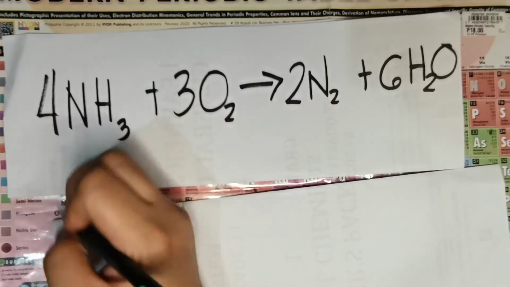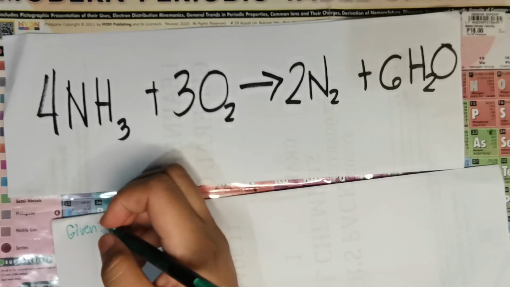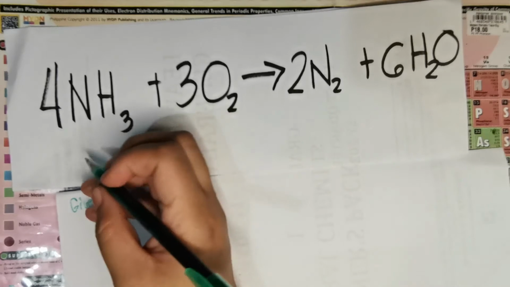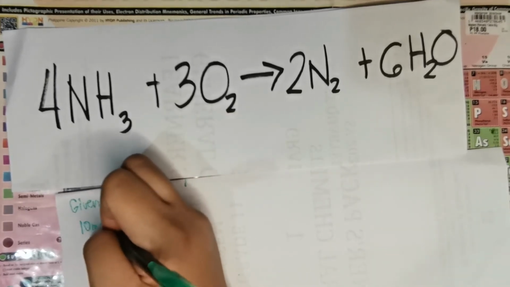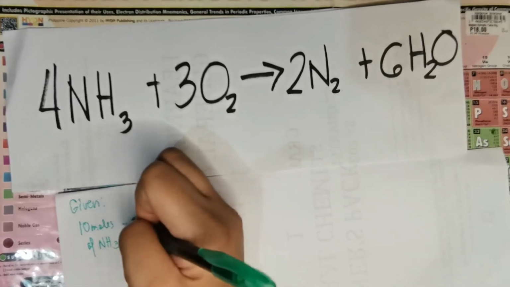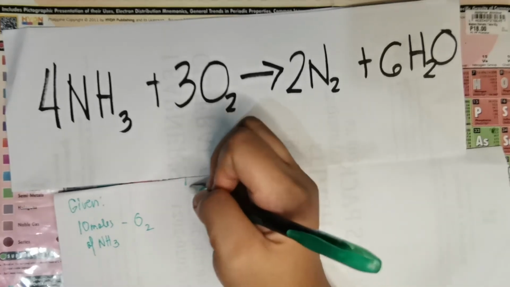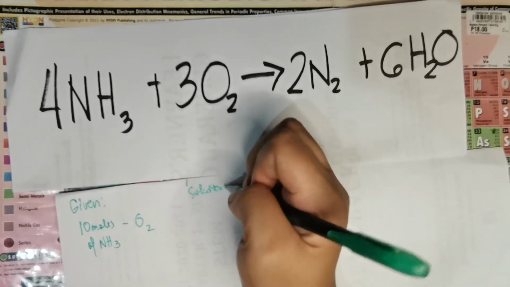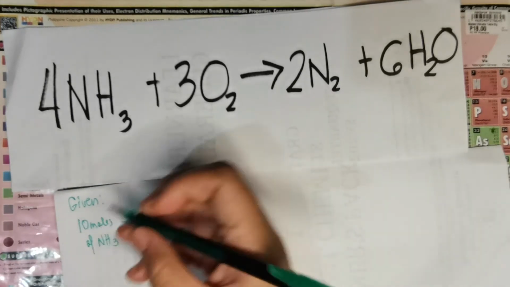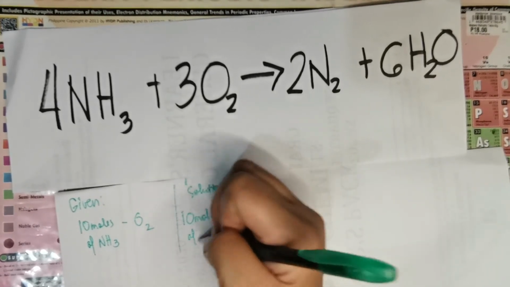So, let us write first the given. Ako, for me, laging pinapasulat ko yung given para naman hindi kayo nalilito. Okay? First given where we have 10 moles of NH3. Then, we need to convert it into oxygen gas. Okay? So, let's have the solution. So, ang solution natin, same way pa rin tayo. Kunin natin yung given, which is 10 moles of NH3.